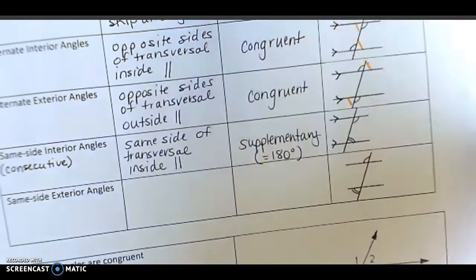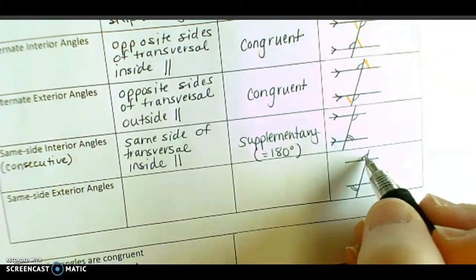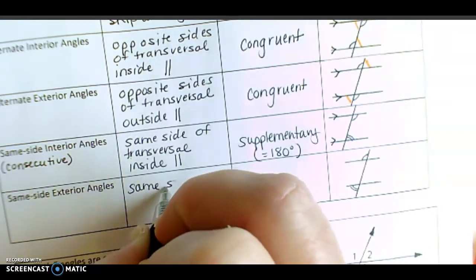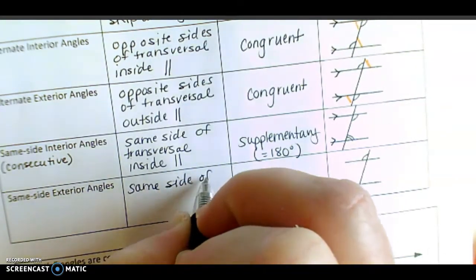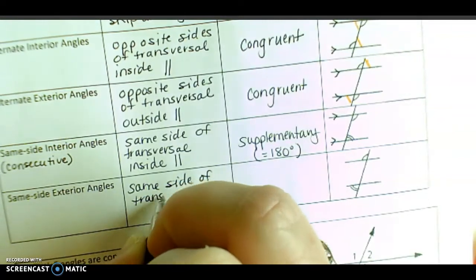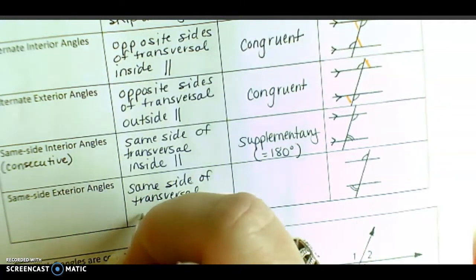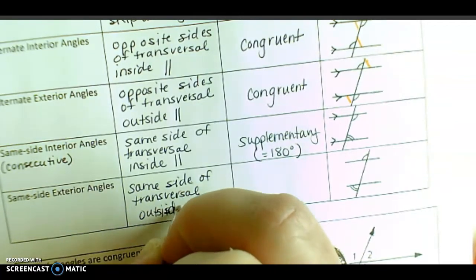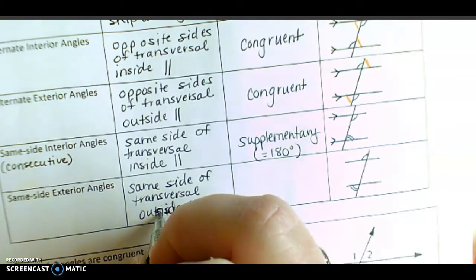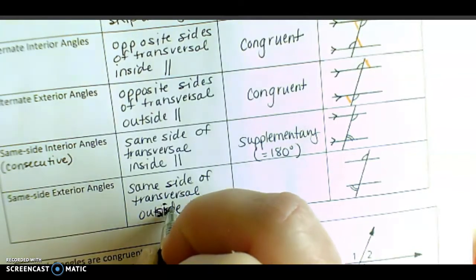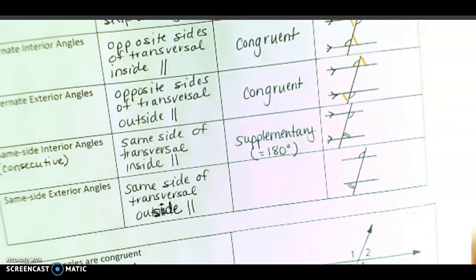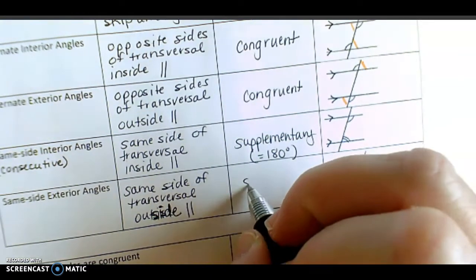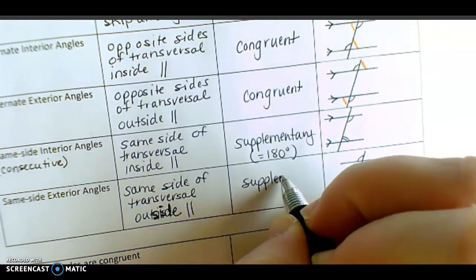Alright, same side exterior angles. Again, they're on the same side. But they're outside the parallel lines. I'm sorry I spelled that wrong, but that's an S and an I and a D and an E. So outside the parallel lines. These are also supplementary.